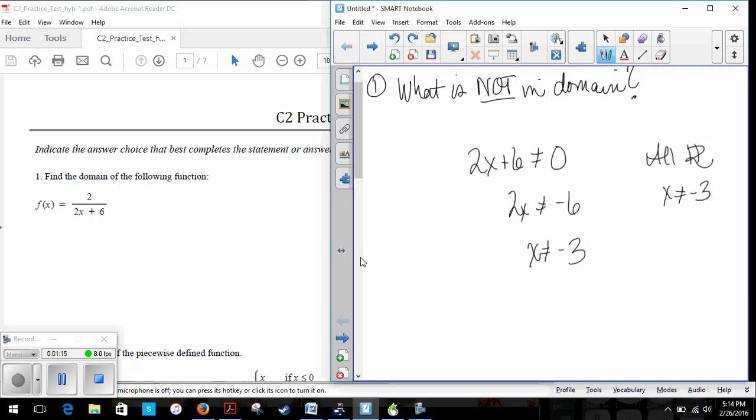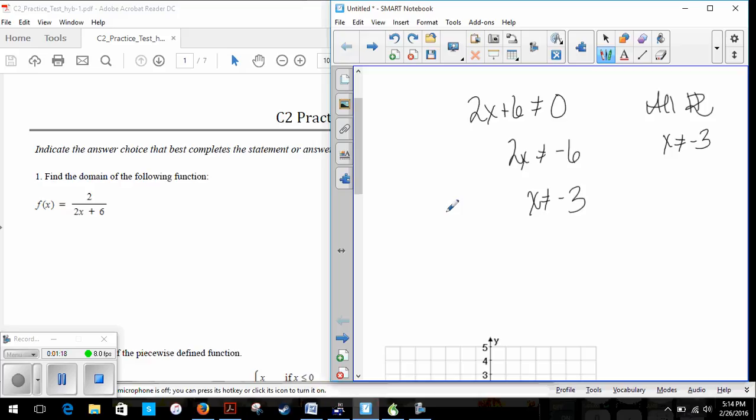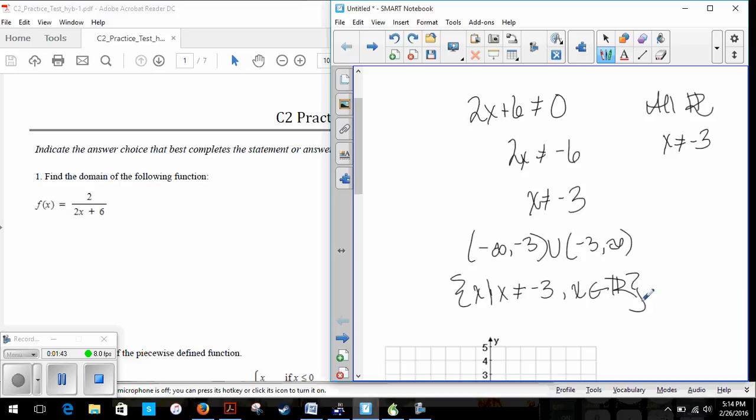You can list it as it does in the answer key using interval notation, which is negative infinity to negative 3, or from negative 3 to positive infinity. And you could also use set builder notation that says the set of all x's such that x cannot be equal to a negative 3, and we'll say x is also an element of real numbers. Any one of these would be fine. This is the one that is listed in the answer key.